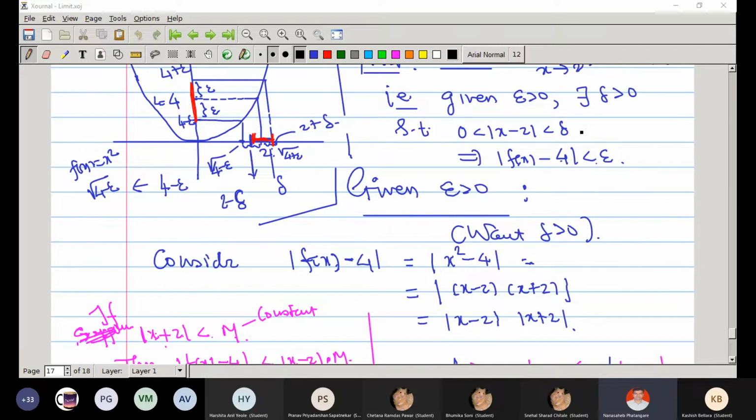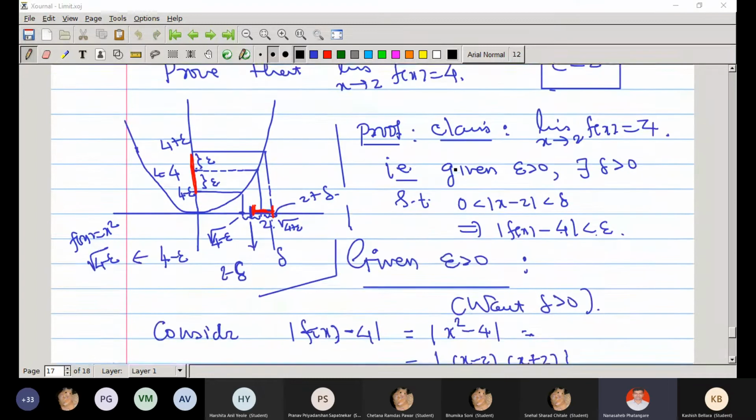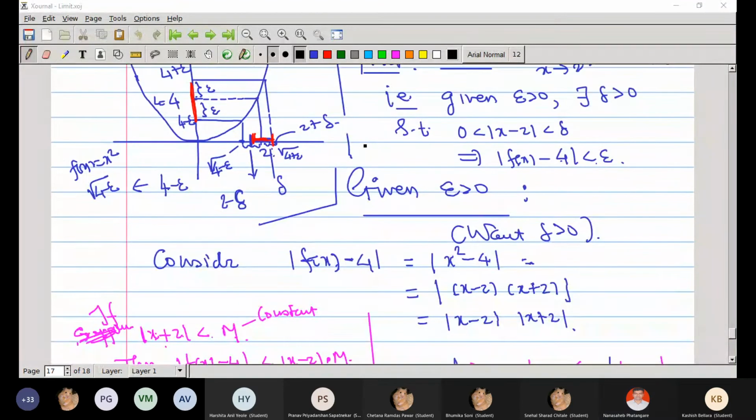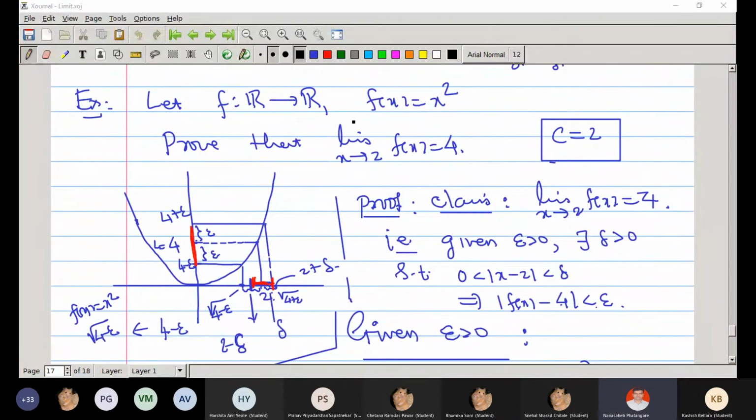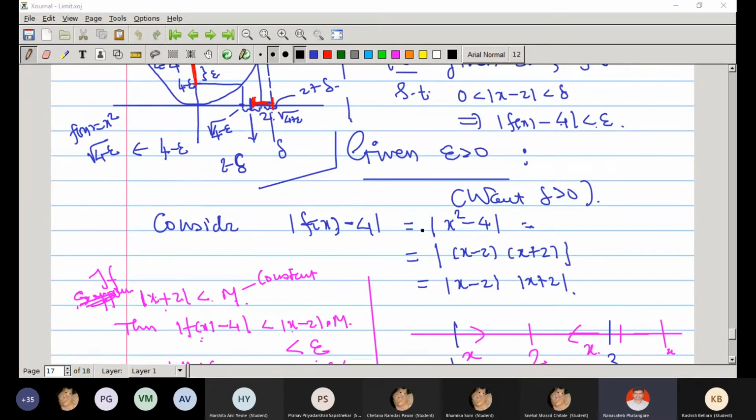Okay, so what we were talking about last time? Limit of a function, right? And what we wanted to prove, limit x tends to 2, f of x is equal to 4. That was our claim. Limit x tends to 2, f(x) equal to 4 means given any epsilon, we can produce delta such that whenever distance of x from 2 is less than delta, then |f(x) minus 4| is less than epsilon.